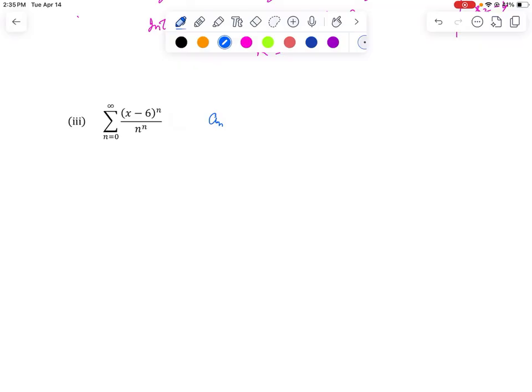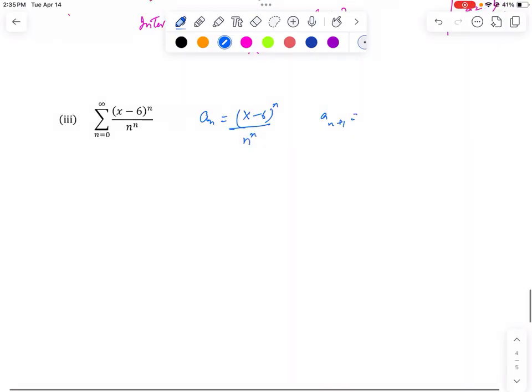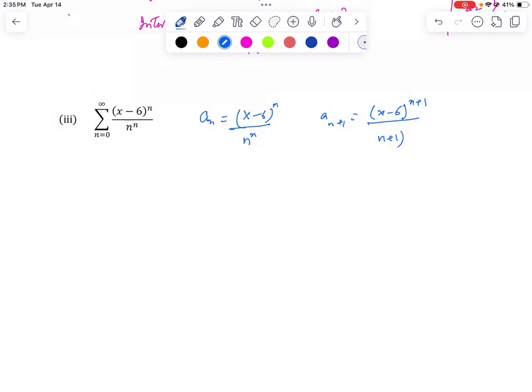So a_n here is (x minus 6) to the n, whole divided by n to the n. So a_(n+1) will be (x minus 6) raised to n plus 1, whole divided by (n plus 1) raised to n plus 1.